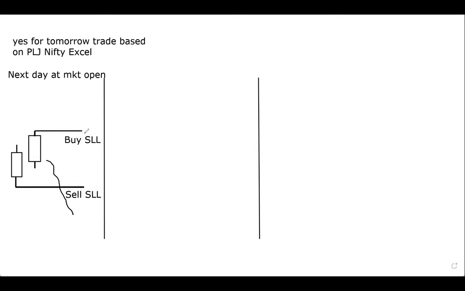Now, you have two choice. If this risk is greater than 100, then you can decide that you will not trade, right? If the risk is greater than 100, you can decide that you will not trade. This is your choice.